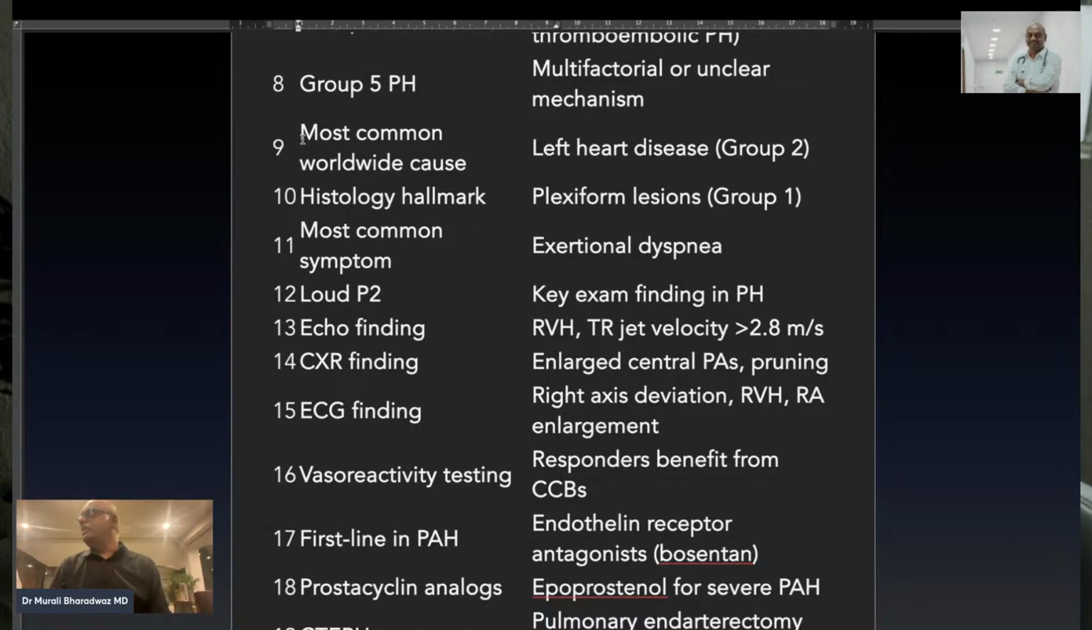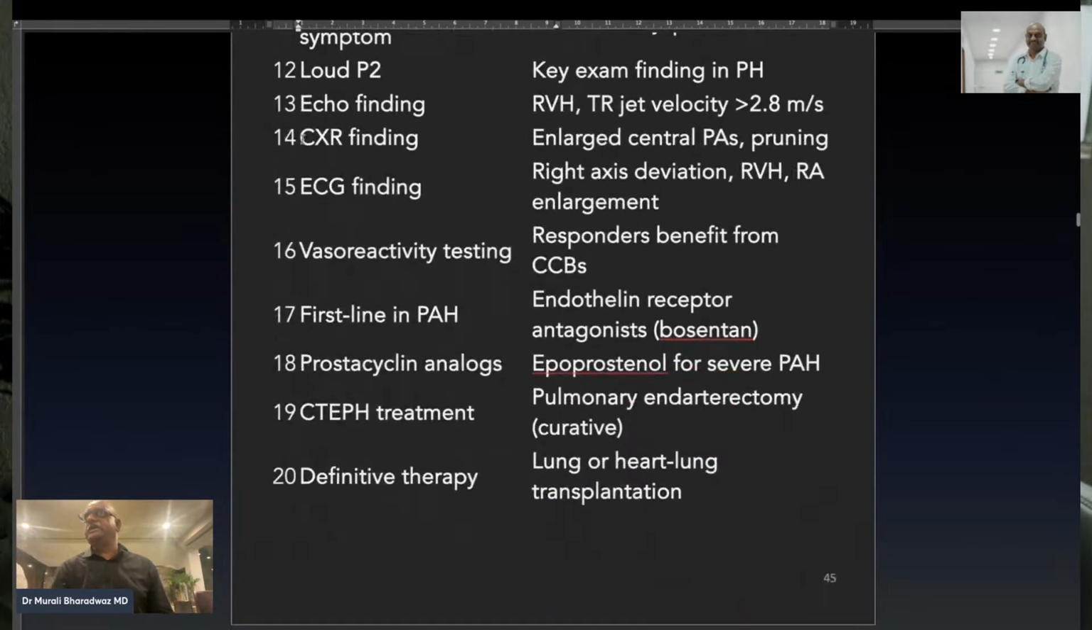If you do 2D echo, the right ventricle is hypertrophied. Because of the pulmonary hypertension, there is increased pressure in the right ventricle, which will cause tricuspid regurgitation to occur. So the TR will be there, functional TR, because of pulmonary hypertension. TR jet velocity more than 2.8 is an indication.